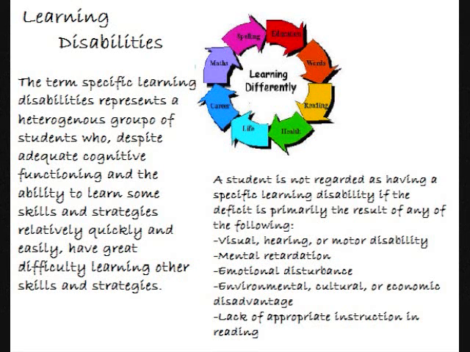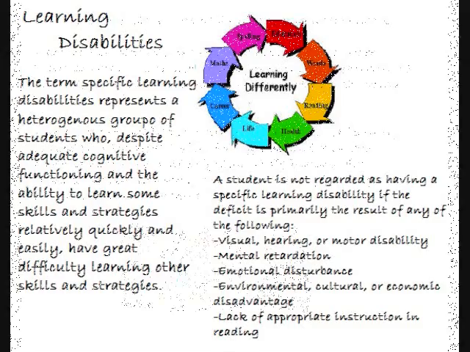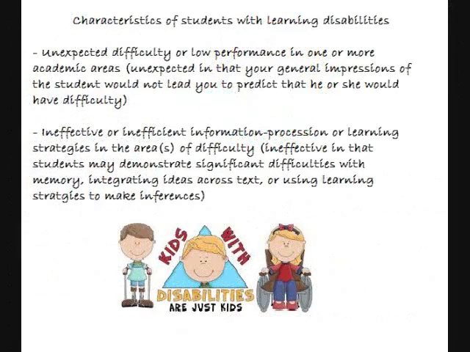A specific learning disability represents a heterogeneous group of students who have cognitive functions and the ability to learn some skills and strategies quickly and easily, but as well have great difficulty in learning other skills and strategies. For example, take a student who may master reading and writing, but has difficulty understanding mathematics. That would be a perfect example of a specific learning disability.